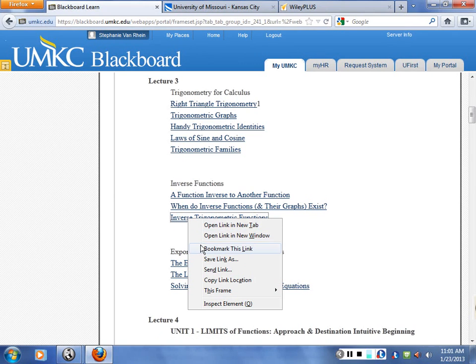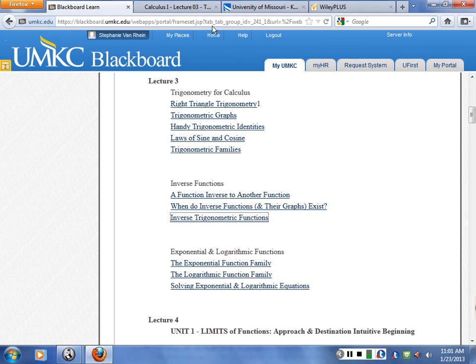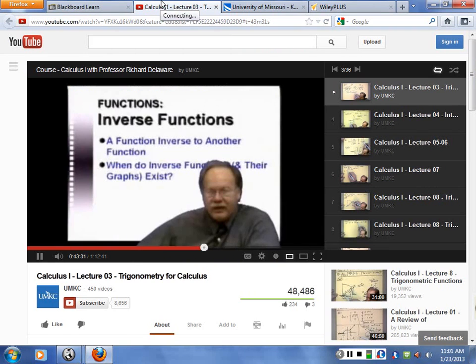For some reason, Blackboard doesn't like to open tabs that take you outside of Blackboard. To get around that, if you just open in a new tab, it goes straight there. If you just click on it, a lot of times it'll give you an error depending on what browser you're using. So if you open a new tab, that kind of saves you from that.